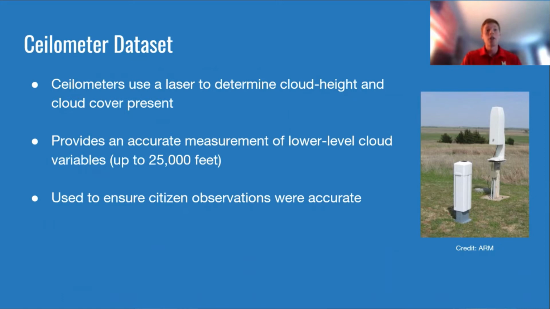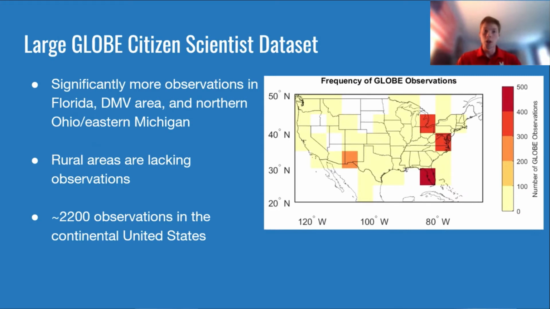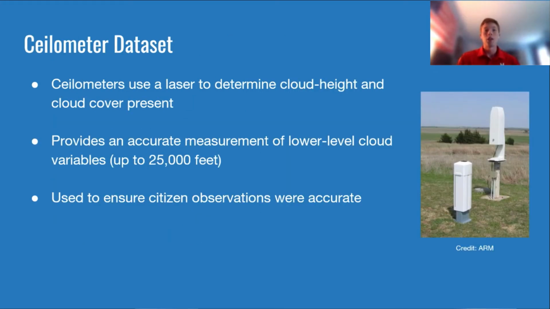And lastly, I used a ceilometer data set. The reason we used this data set was in order to check the citizens' observations from this larger data set I just explained. The larger data set's citizen observations were sometimes more inaccurate than our Terminator data set, which is why we brought in the ceilometer to essentially make sure the citizen is accurately reporting cloud cover. So if the ceilometer and the citizen agree, then we can assume that is the expected cloud cover of a sky. And then if the satellite disagrees, then that might be a problem.